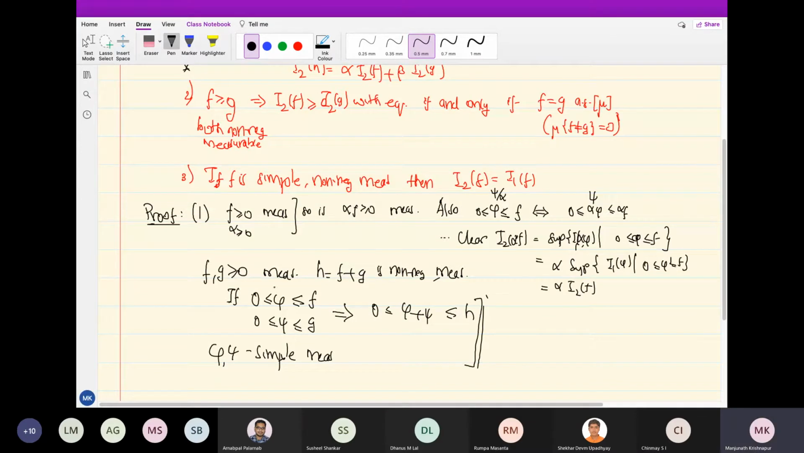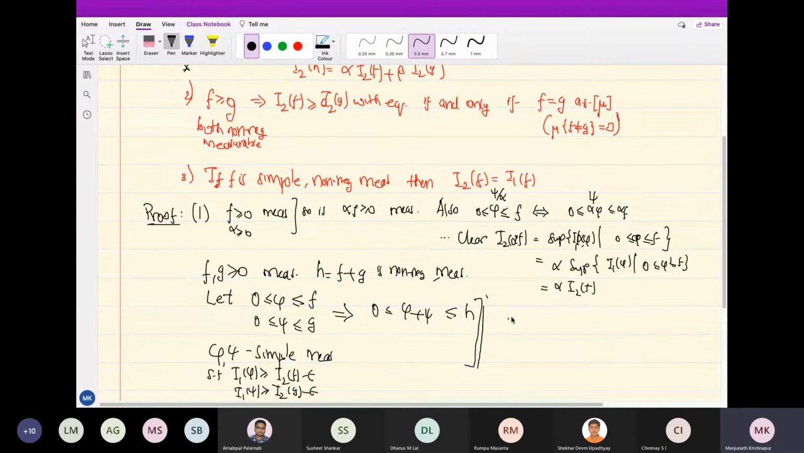So here what I can do, I can choose phi such that I1 of phi is close to... okay, let me write it straight away here. Let this be the case such that I1 of phi is greater than or equal to I2 of f minus epsilon, and I1 of psi is greater than or equal to I2 of g minus epsilon, right? You can find simple functions such that they come close to the supremum.